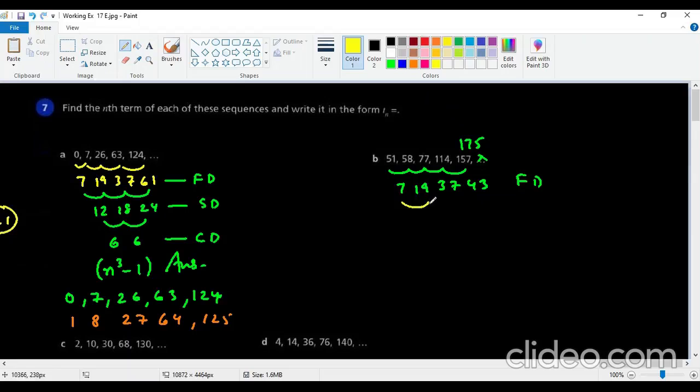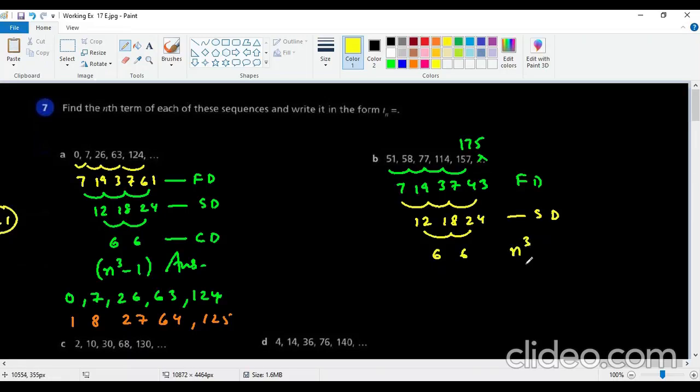Second difference between these numbers is going to be 12, and then 18, and then the next difference is 24. This is called second difference. Now comes common difference, which is 6. As soon as we see this, we know very well it's a cubic sequence, so we write n cube.